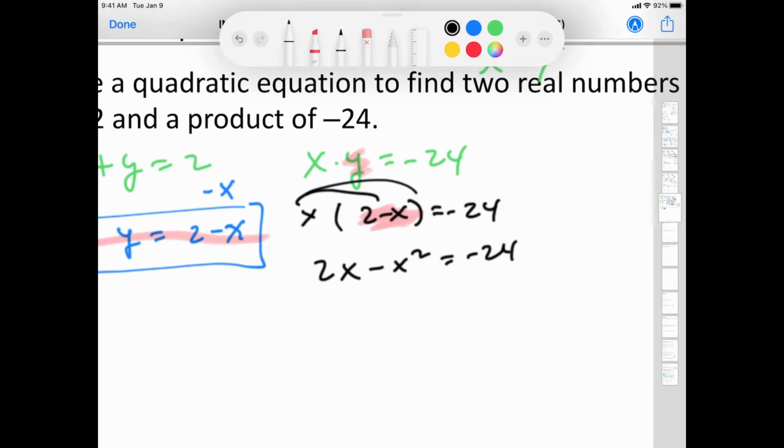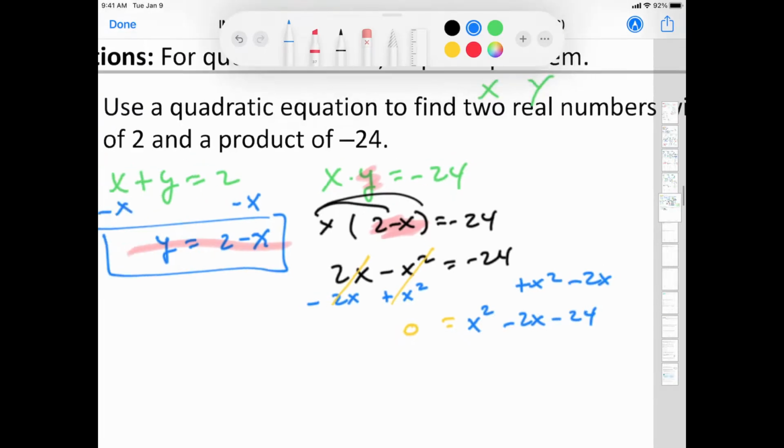And then I wanted the a value to be positive. So to do that, I'm going to move everything to the right side. See, there's opposites. Why do I do that? So that this is 0, this is 0. So this side is 0. Then I'll just put these in descending order. X squared minus 2x minus 24.